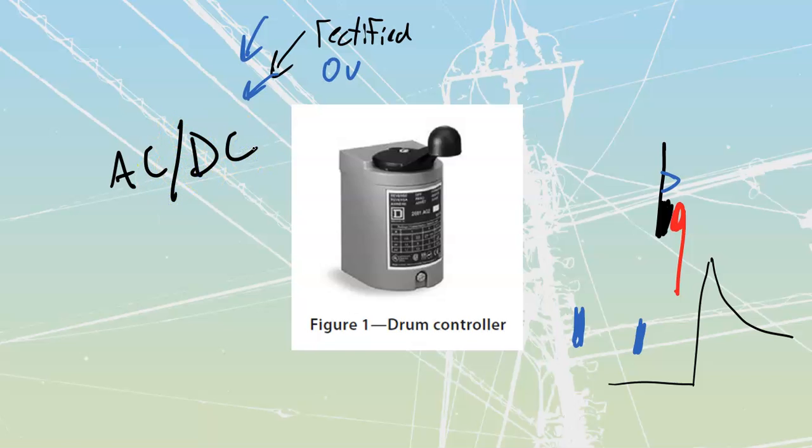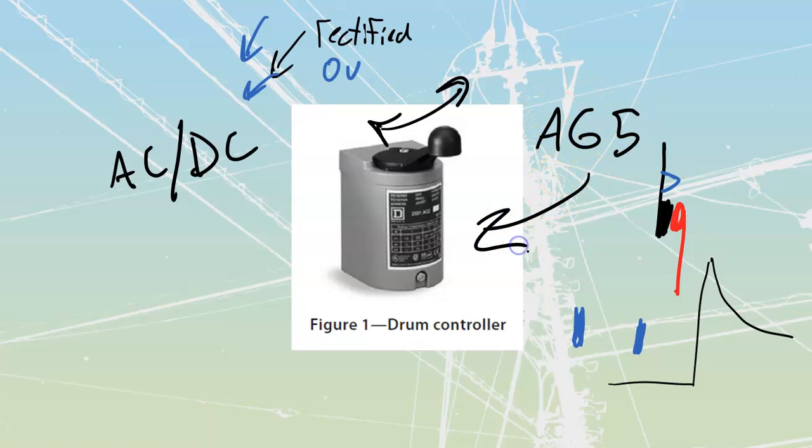It's rated for a larger amount of AC than what it is for DC, because the DC's got that continuous current potentially. And it's going to allow us to swing this handle in either direction. It's going to be spring loaded, so it comes back to the center. Now on this one over here, this is an AG5 series of Square D drum switches. You can see the little Square D logo over there.